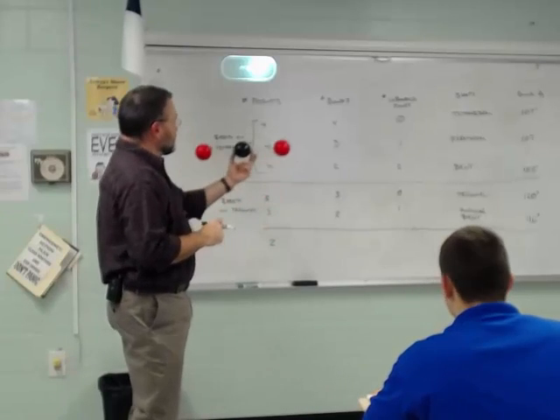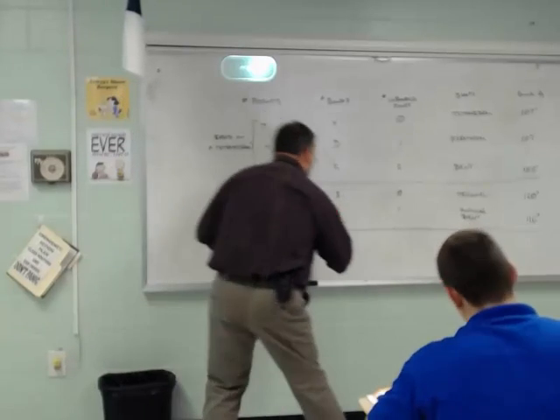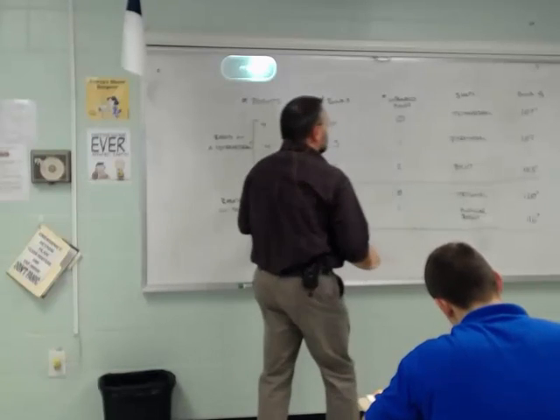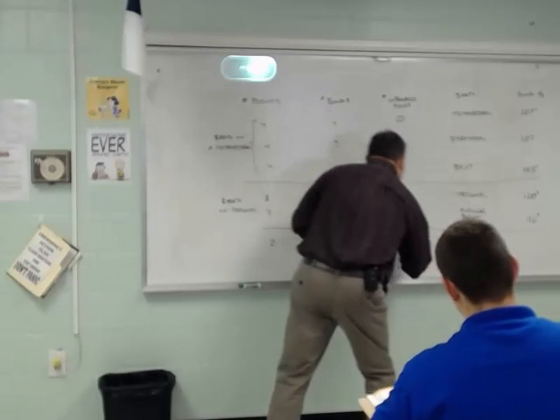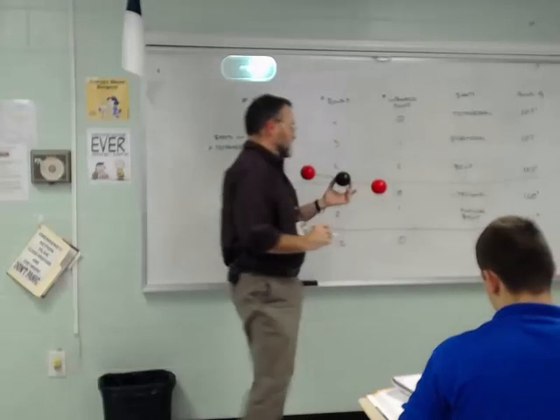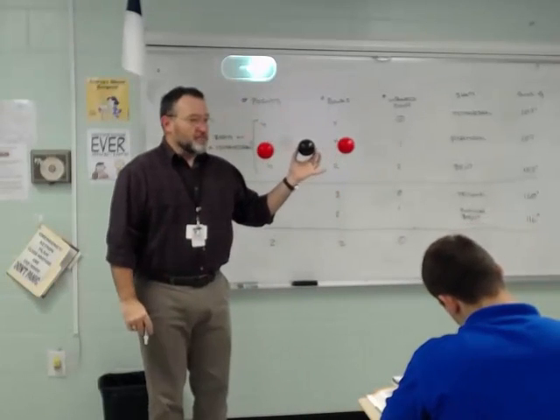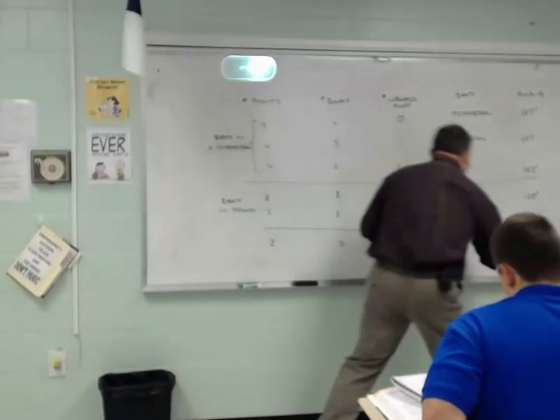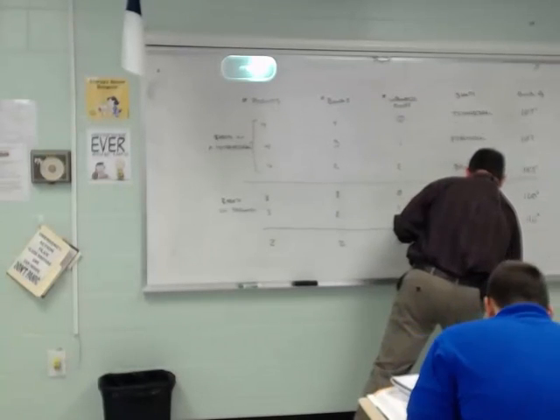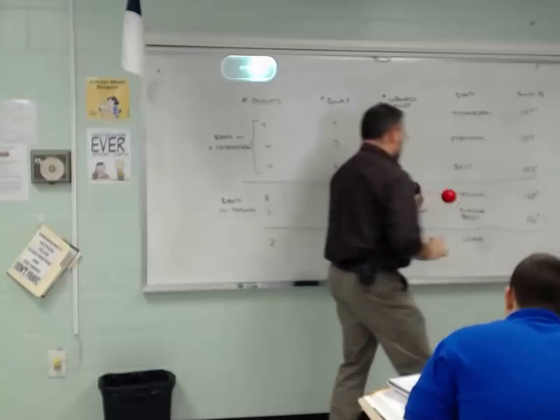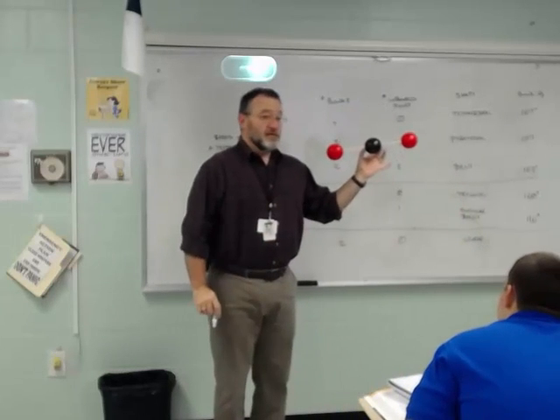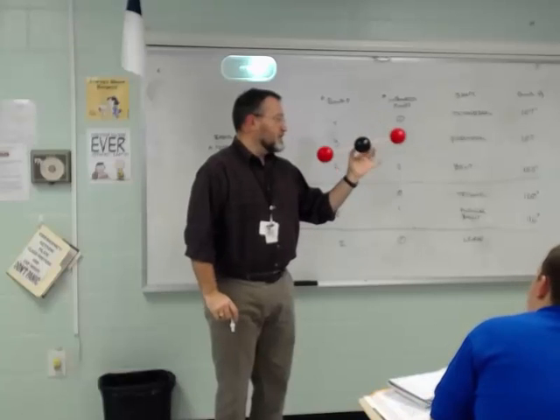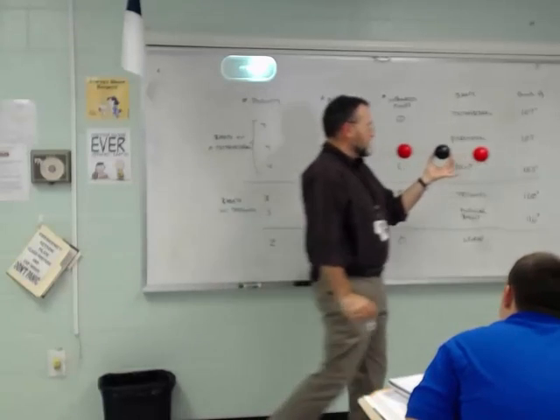So here I have 2 points of connection. I have 2 bonds. I have no unbonded pairs. The shape or the geometry is known as linear. This is a linear molecule. And the bond angle, 180 degrees. It's a straight line.